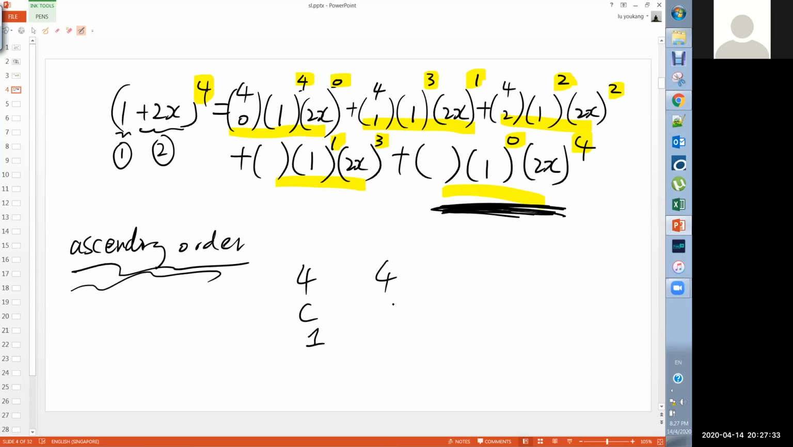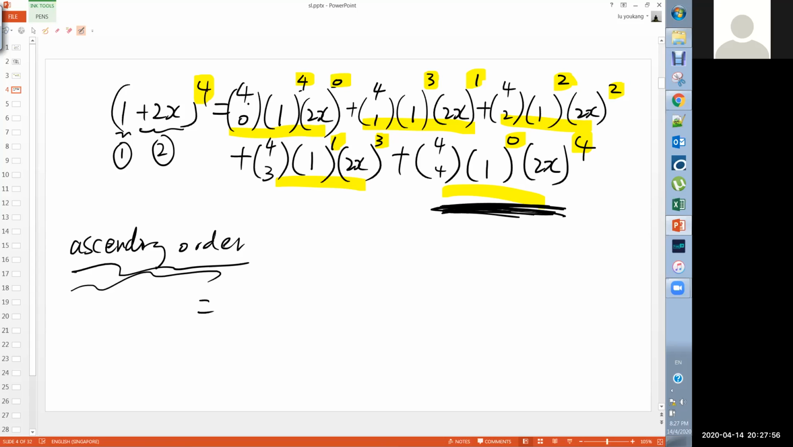Okay? So this one will be 4 choose 2, then 4 choose 3, then 4 choose 4. Okay? So I'm done already. But the question asks for what? First 4 terms. So that means I need to simplify first.